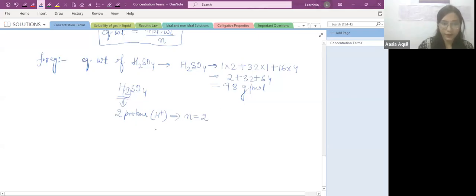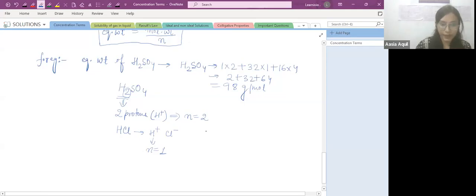Another example, let's take HCl. What will be the n factor of HCl? You just have to see how many protons it can give. You just have to see the H plus ion. HCl will break down into H plus and Cl minus. So there is only 1 proton, right? So what will be the n factor of HCl? 1. Got it? Yes, ma'am. Clear? Yes, ma'am.